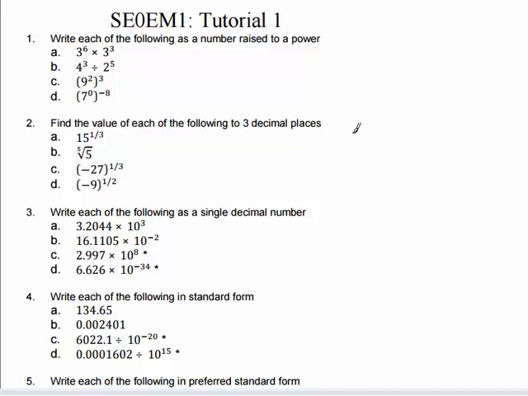And if you put this into a calculator, you'll find that the answer is 2.466 to 3 decimal places.